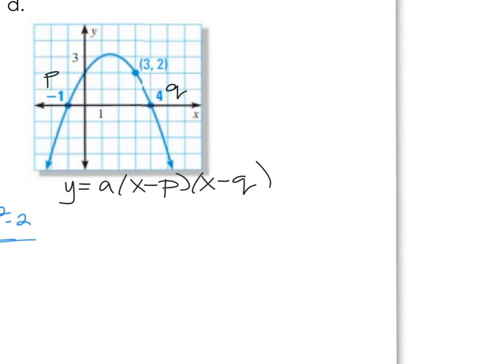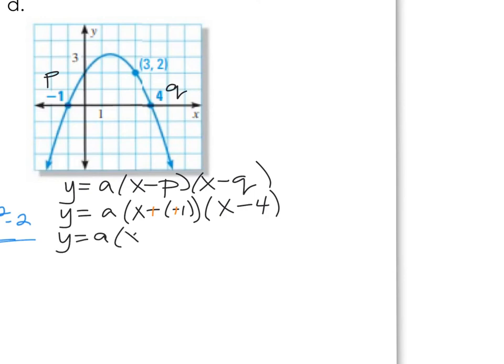There's our template. If I plug in negative 1 for p, I'm going to simplify that parenthesis. But when I plug in 4 for q, that parenthesis is already simplified. So in that first parenthesis, I'm just going to make that a plus when I write it out. Y equals a times x plus 1 times x minus 4. Again, look for another point that's on the graph. Looks like they clearly labeled 3, 2 as a point for us to use, which was very helpful.